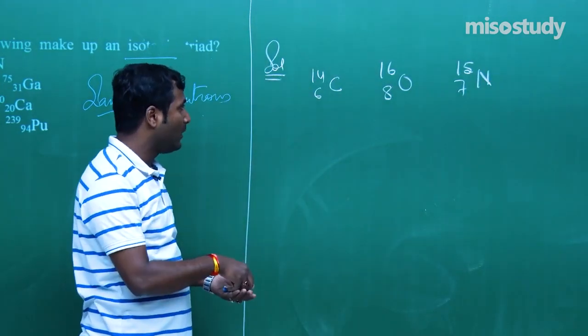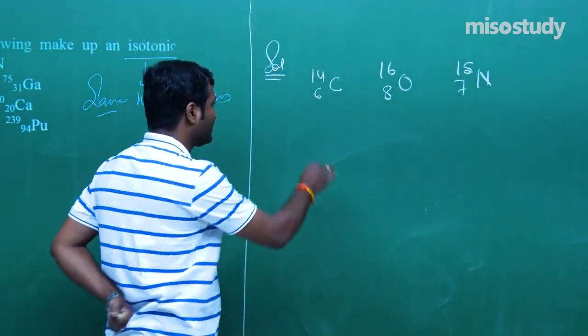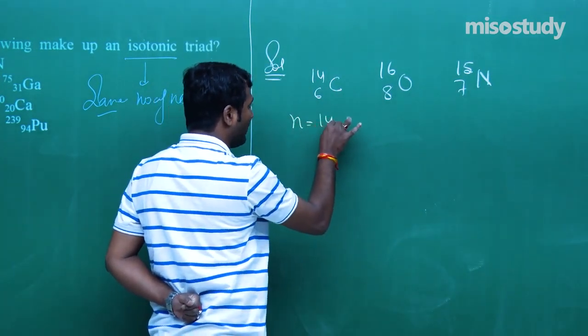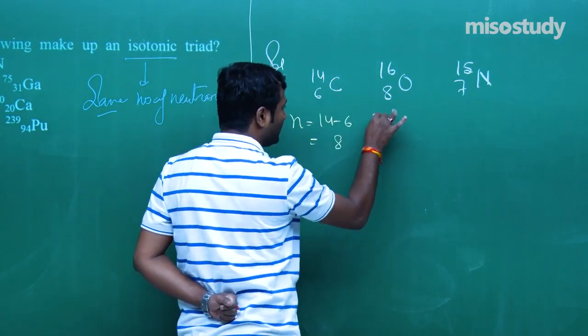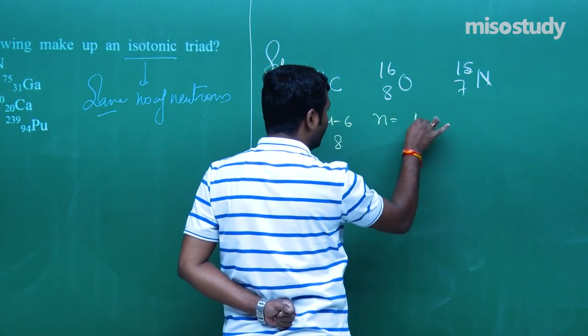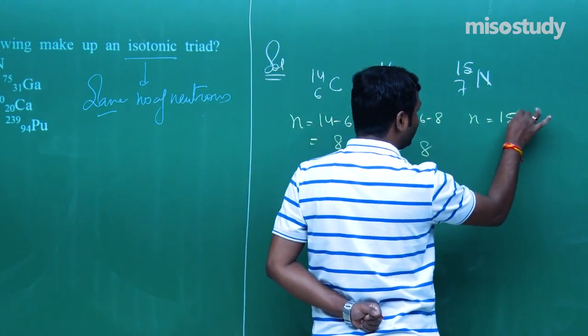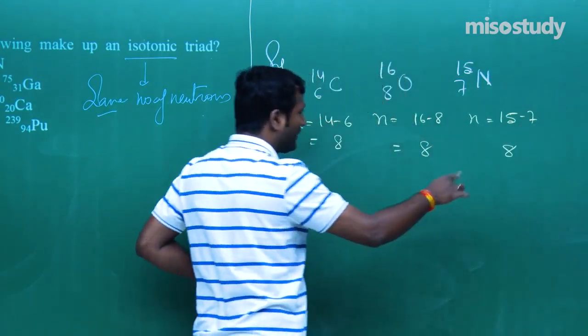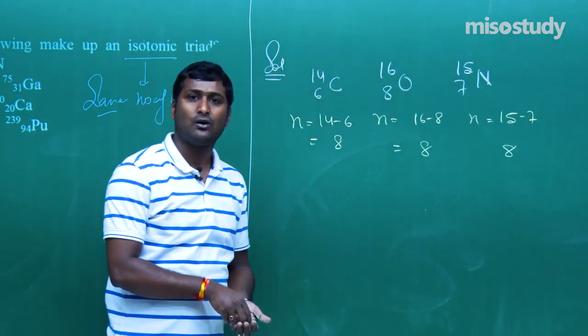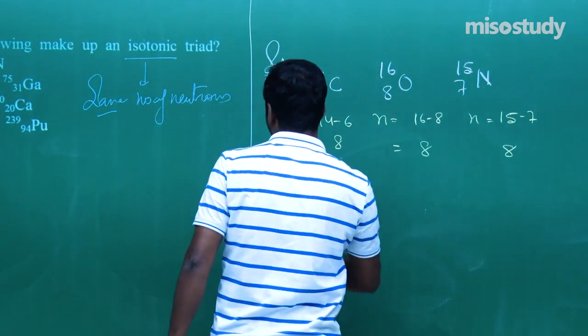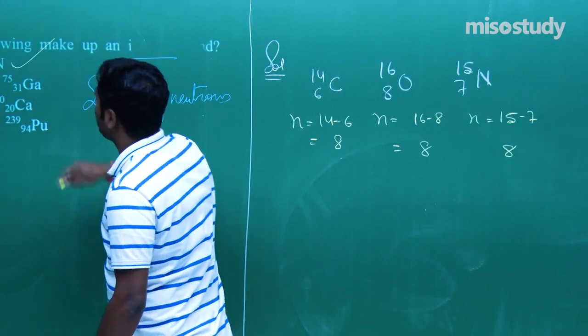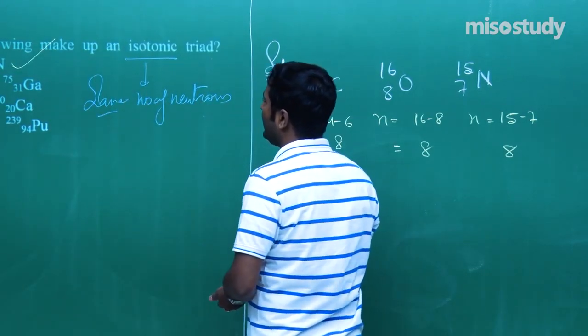Now in this case, what is the number of neutrons? 14 minus 6, that is 8. 16 minus 8, that is equal to 8. And 15 minus 7, that is equal to 8. Look, this group has an equal number of neutrons and these are isotones. So for this question, option A is correct.